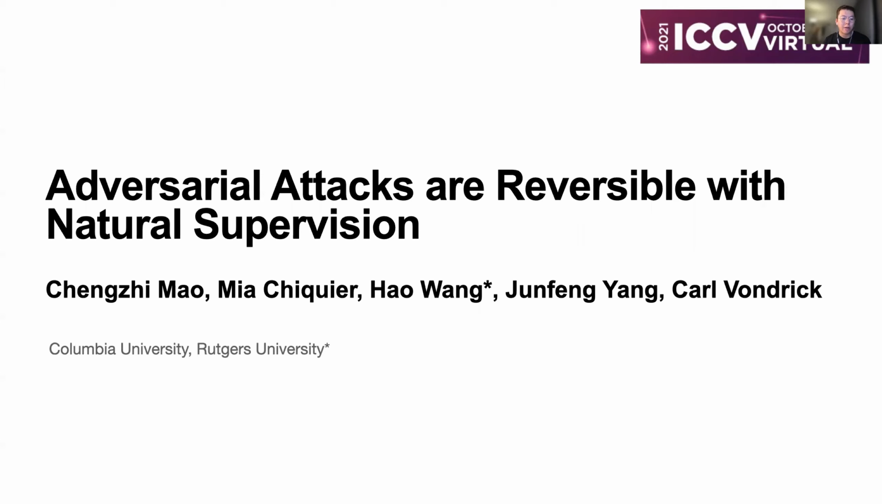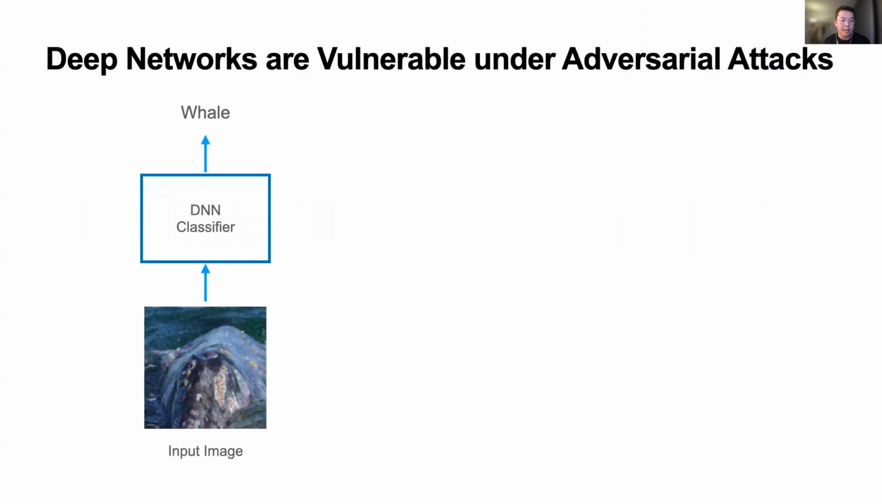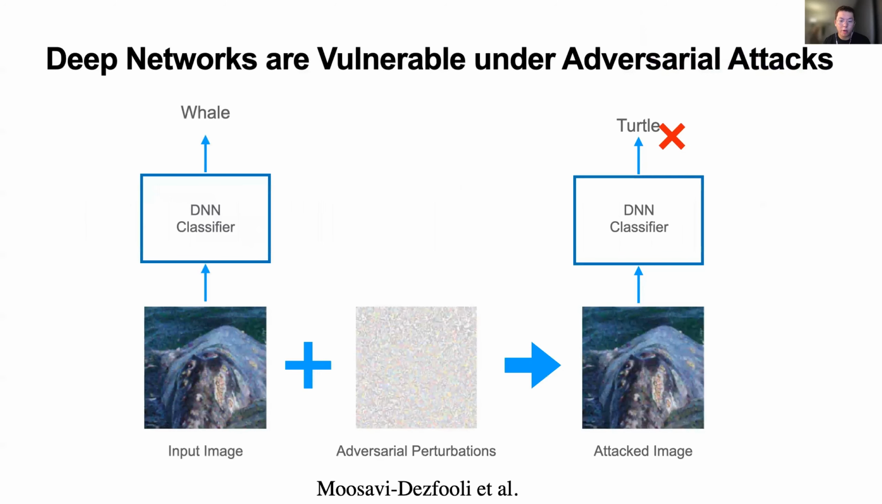I'm going to present our ICCV work, Adversarial Attacks are Reversible with Natural Supervision. Deep networks are vulnerable under adversarial attacks. One can easily craft invisible perturbations to fool the state-of-the-art classifier.